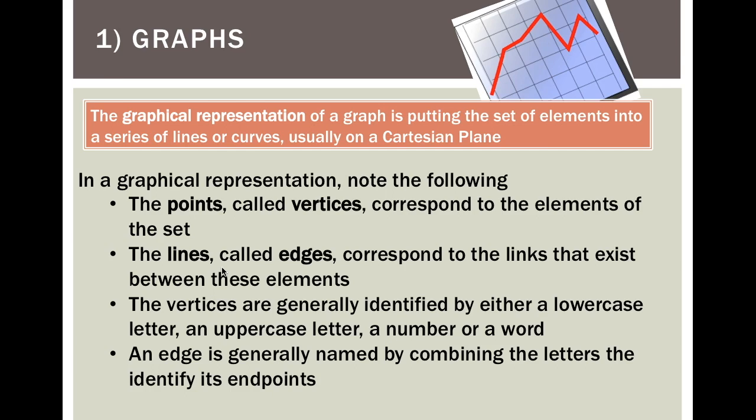The lines in a graph are called edges, and they correspond to the links that exist between those elements, or those points, if you will. The vertices are generally identified, and you've seen this, by a lowercase letter, an uppercase letter, a number, or a word. So usually when we see points on a graph, we call them point A, point B, point 1, point 2. And an edge is generally named by combining the letters that identify the endpoints. For example, point A to B creates edge or line AB. You've seen this before several times.